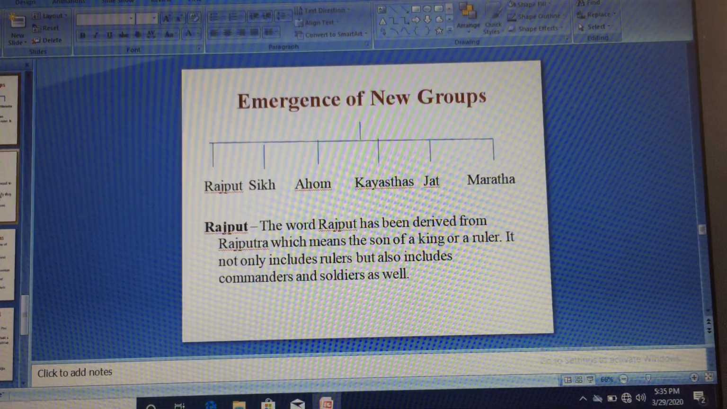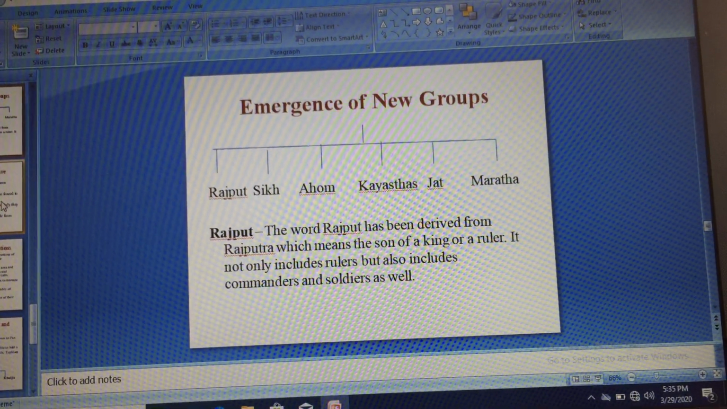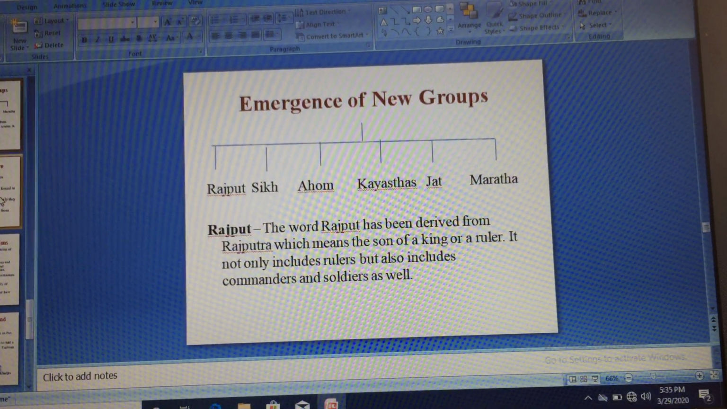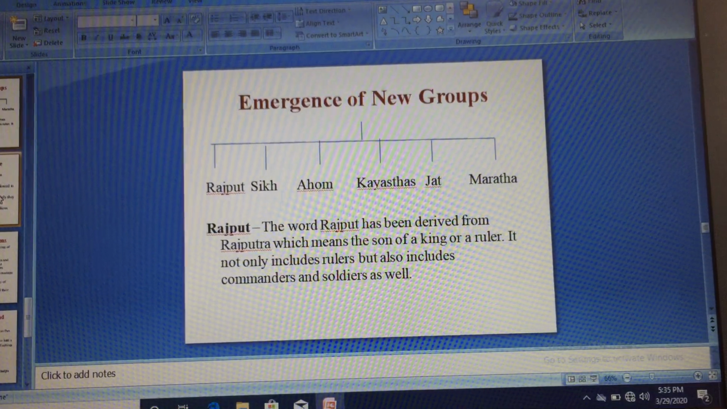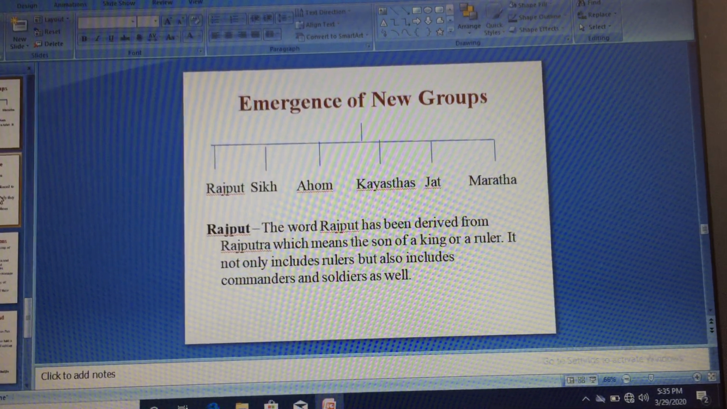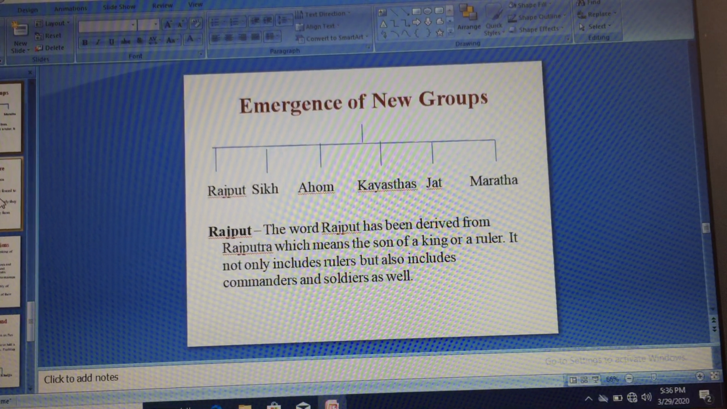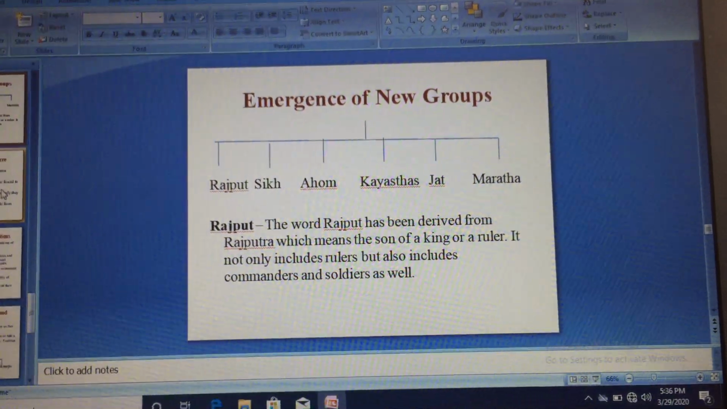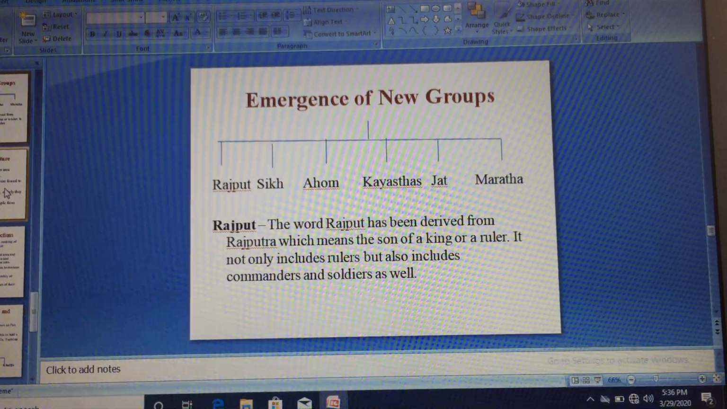Now let's study about new groups. So generally in the olden ancient period, you must have studied about four varnas like Kshatriya, Brahman, Vaishya, Shudra. But in the medieval period, we see a lot of new groups come into existence. They were Rajput, Sikh, Kayastha, Jat, Maratha. All these were the new groups of people which came into existence. And Rajputs, as the name suggests, is Rajputra, a son of a king or a son of a ruler. They were famous for their bravery, valor, and respect for women.